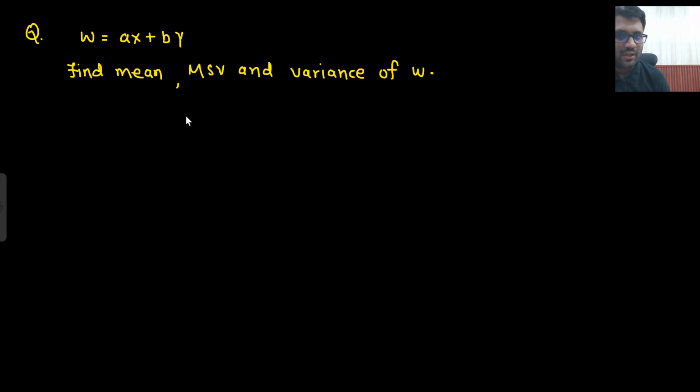What do you need to find? Mean you need to find. What is X? X is a random variable. A and B are constants. Y is a random variable. We need to find the mean of random variable W. Then we need to find the mean square value, and then we need to find the variance. So these things we need to find.